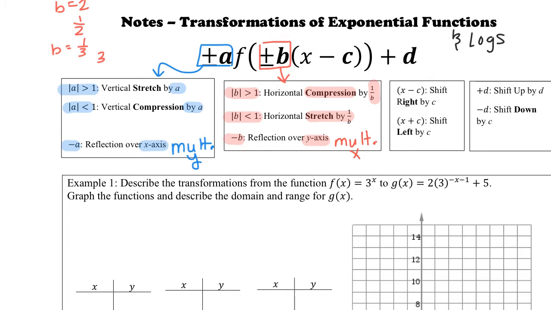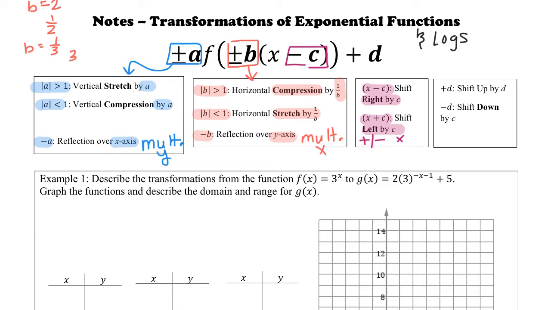Then we have the x minus c on the inside. So if it's x minus c, again this is backwards, it's a shift right by c units. If it's x plus c, it's a shift left by c units. And this one is added or subtracted to your x's.